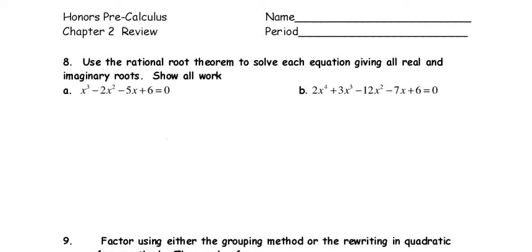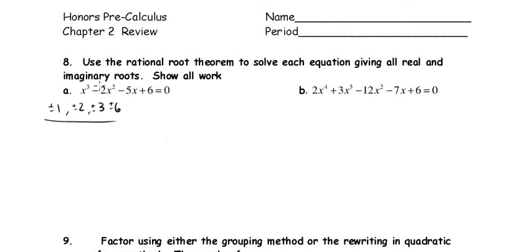Number 8. Use the rational root theorem to solve each equation, giving all real and imaginary roots. And I remember rational root theorem gives you possible rational roots. It doesn't tell you exactly which ones you'll have, but it just gives you possibilities. And so we take our constant value at the end and we think of all the factors for it. So 6, we've got 1 and -1. We've got 2 and -2, and 3 and -3, and 6 and -6.